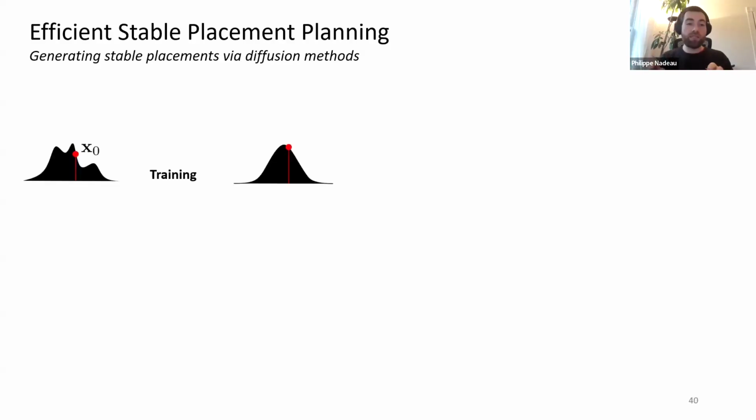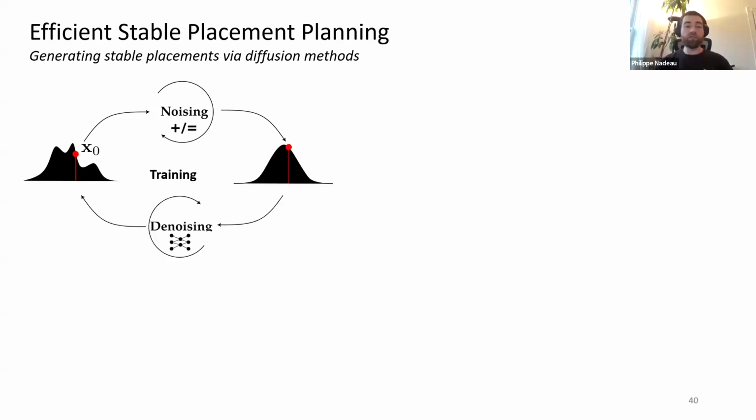The training is done in two stages. In the first stage, a sample from the distribution to be modeled is iteratively noised using very simple equations such that the original distribution is transformed into a normal distribution. In the second stage, the neural network is trained to remove the noise and recover the original sample.